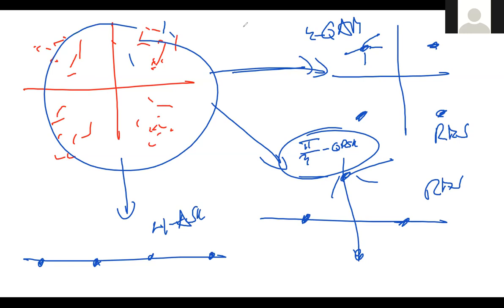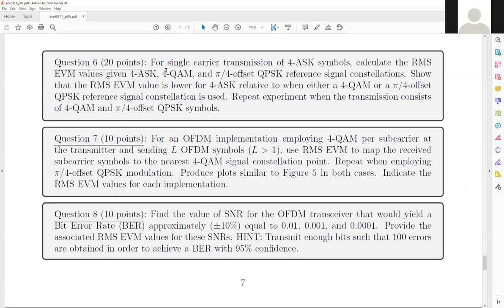So what I want all of you to do is, not side by side, but transmit with one modulation scheme and try to receive and do root mean squared error vector magnitude calculations to show that the error is smallest with, let's say if you transmit 4QAM, you should get the smallest RMS EVM with 4QAM, and the other two should be much larger. And then do the same thing: you transmit 4ASK and test the root mean squared EVM with the other three, and then same thing with the QPSK. So mix and match.